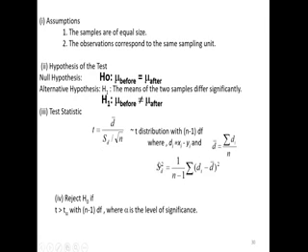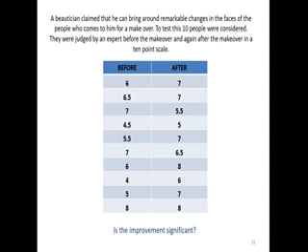Sd here means the standard error of the differences, and that is replaced in this formula, and the entire test statistic follows t distribution with n minus 1 degrees of freedom. So this is how the test is performed.